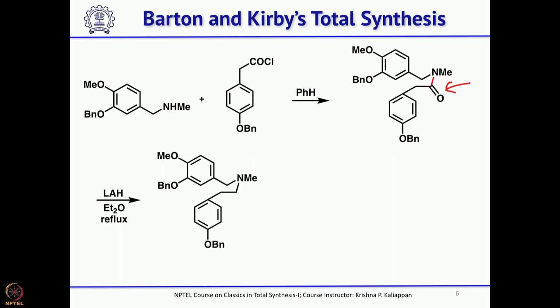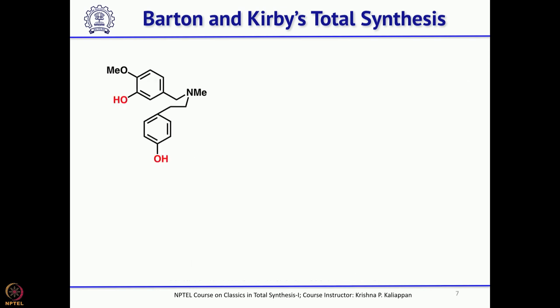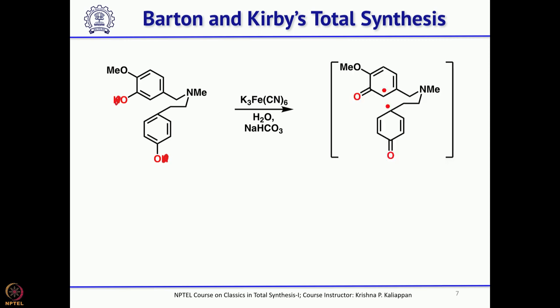Here comes the key step. Now, the first step is you have to remove the protecting group. So that was done under hydrogenolysis condition to get the two phenolic hydroxyl groups. Okay. Once you have these phenolic hydroxyl groups, then you treat with potassium ferricyanide. Okay. So the potassium ferricyanide, as I said, first forms the free radical, so O radical, and that goes all the way to here.